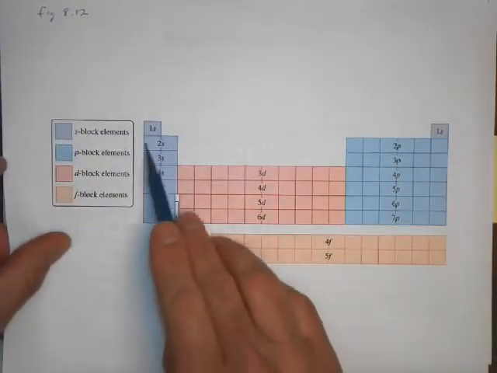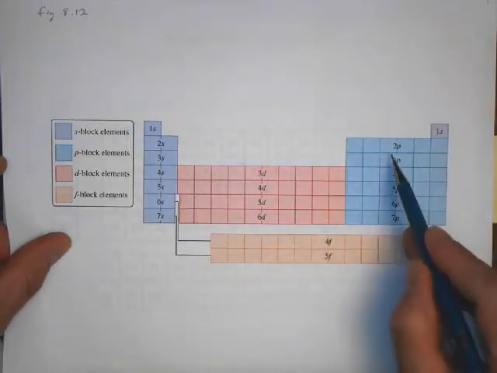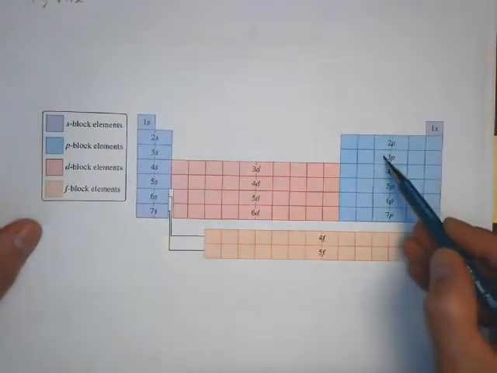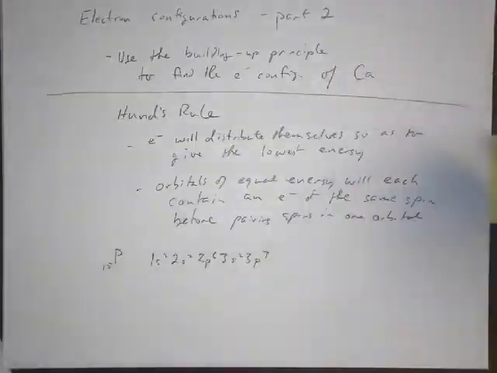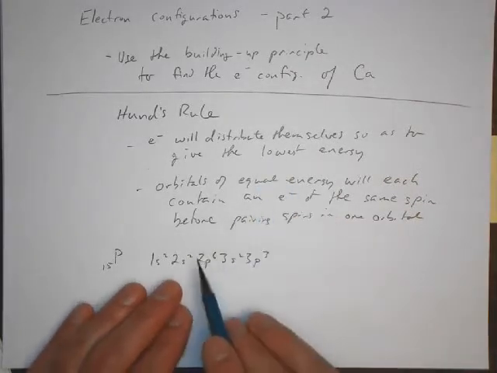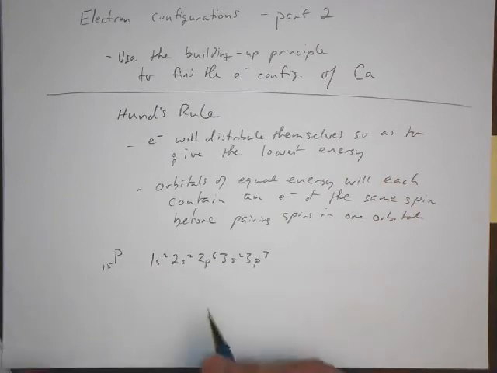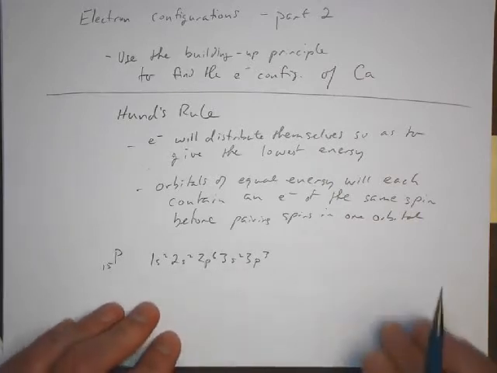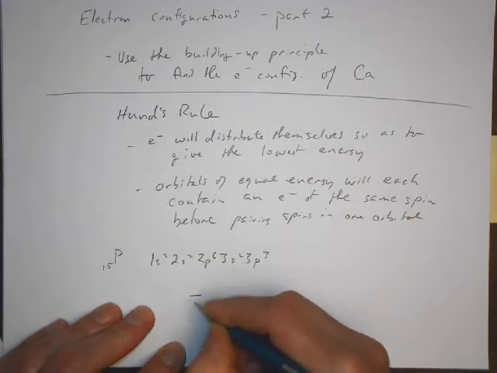Knowing that these blocks, this is the S block, the P block, the D block, and so on, phosphorus would be right here, so it would be the 3p. All right. So we have that. Now let's look at what Hund's rule is saying. Where it applies itself is with orbital diagrams. If we had to draw out the orbital diagram for phosphorus, it might look something like this.